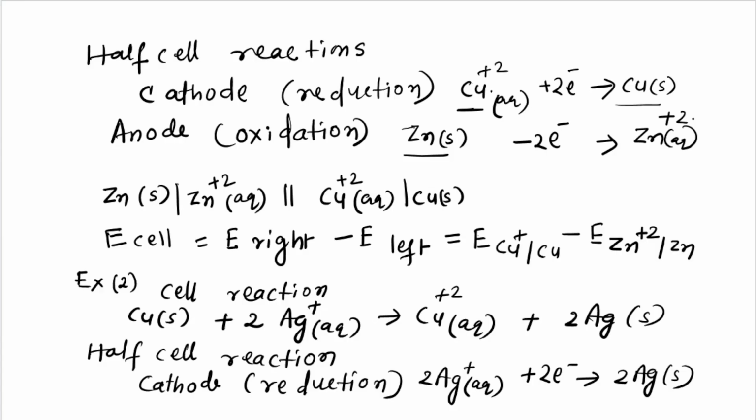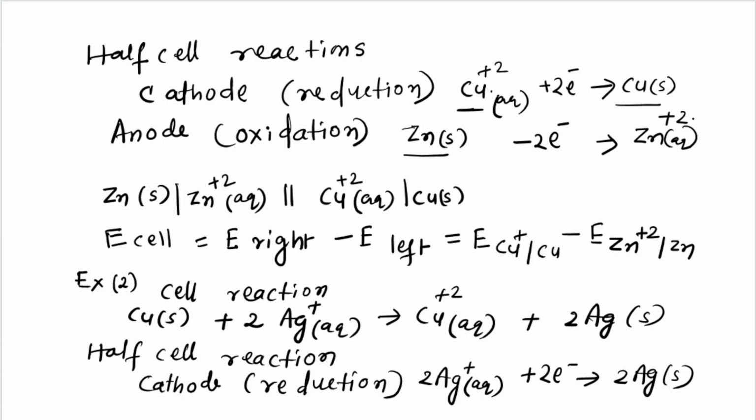So you can see here how we write it: Zn as a vertical line, Zn2+ aq, double vertical line, Cu2+ aq, and a vertical line Cu solid. Again, Zn, one vertical line, Zn2+ aq, double vertical line, Cu2+ and vertical line Cu(s). What is the double line? The double line means the salt bridge. And a single line means Zn in Zn2+ electrolyte, and Cu in Cu2+ electrolyte.